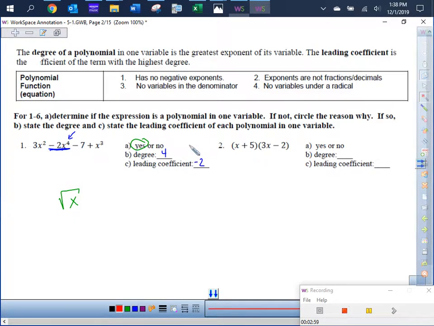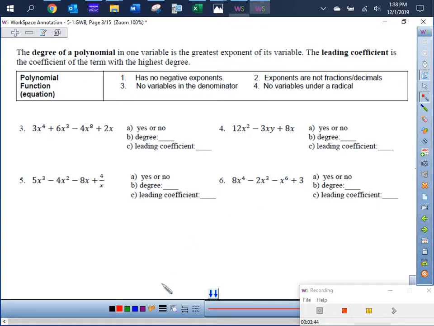So kind of a neat one. First, we have to FOIL this out before we can answer any of these questions. You can tell it's got one variable, because there are no y's or z's. So first terms times each other, outside terms, inside terms, and last terms. Go ahead and combine like terms. Plus 13x minus 10. One variable, so far so good. No negative exponents, no fractions or decimals as exponents, no variables downstairs, and no variables underneath the radical. So this is a yes. What is the degree? It's degree 2 with a leading coefficient of 3.